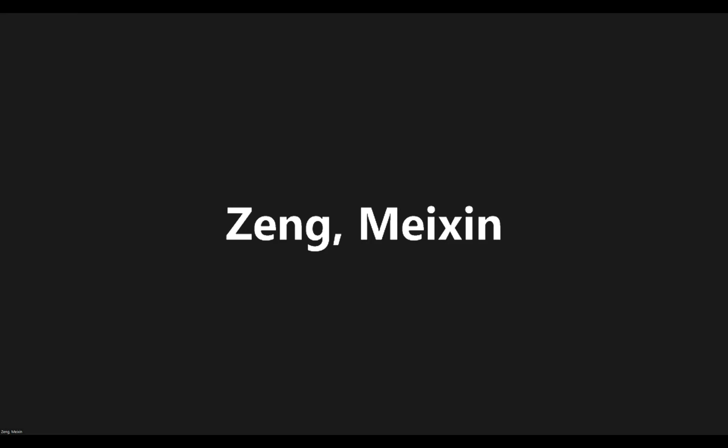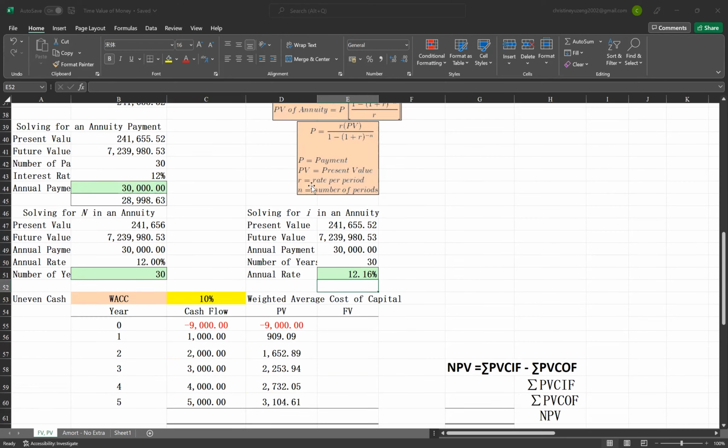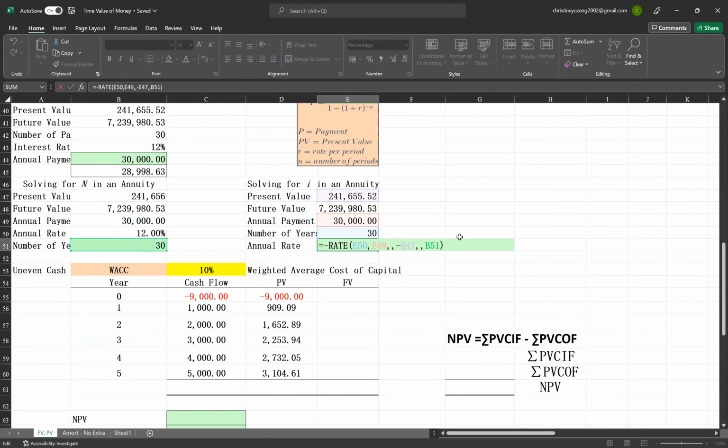Okay, let me stop sharing. Maxin, could you kindly share your screen, please? We'd like to see why you got 12.16. Yes, sir. Okay, sir, can you see my screen share? Yes, I can now see your screen. All right, may I see your E47? Let's look at E47 first. Please press escape first, ESC. Okay, could I see your E47, please?